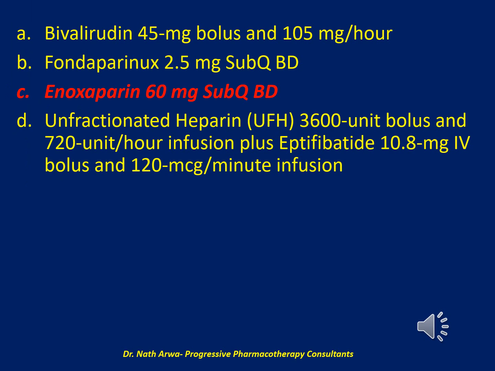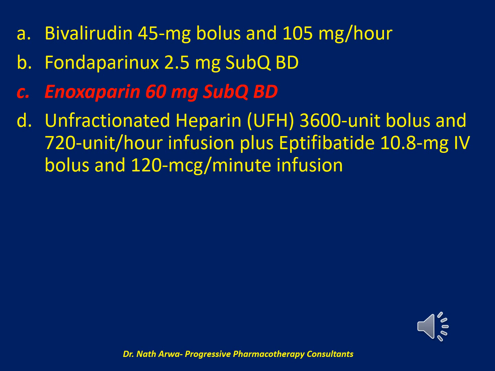And the correct answer is C. enoxaparin 60 mg subcutaneously twice daily. When an ischemia-guided strategy is chosen, guideline-recommended anticoagulant options are unfractionated heparin, enoxaparin, and fondaparinux. Bivalirudin is not recommended in patients undergoing a conservative ischemia-guided approach and would not be correct for this woman. That makes answer A incorrect.